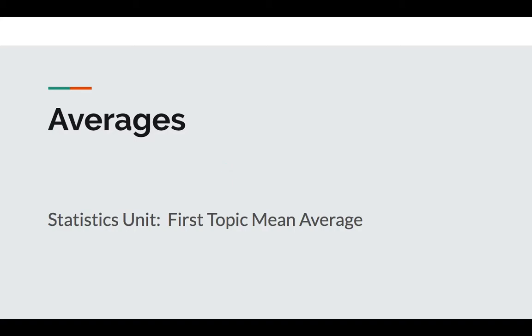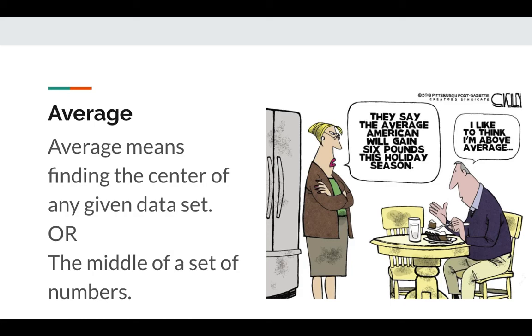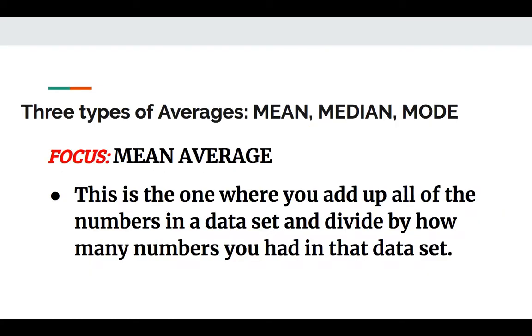This week we're doing averages. You might notice this is the same slideshow for the most part that we did last Wednesday. So average is finding the center of a given data set. It's the middle set of numbers. There are 3 typical ways that we express average: mean, median, and mode. This week only we're going to focus on the mean average, and this is the most common type of average.